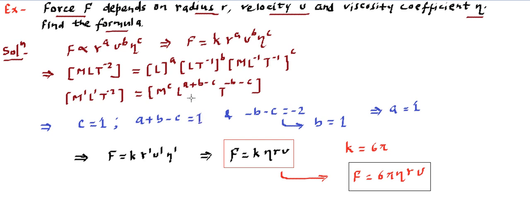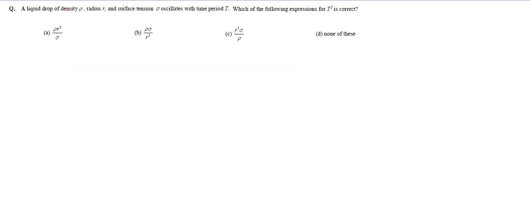Now based on this approach, let's do a couple more questions which have come in the examinations, JEE Main and Advanced. So let's see the next question based on the same method. Here is the question. A liquid drop of density rho, radius r and surface tension sigma oscillates with time period t. So there is a lot of information: a liquid drop, surface tension and the oscillation, and then finding the time period.